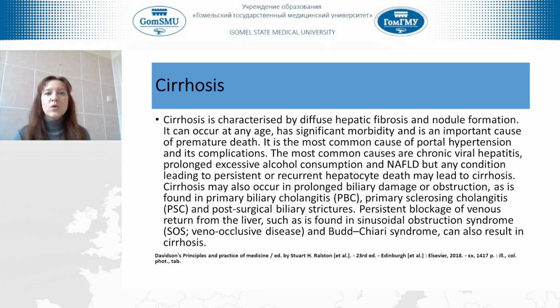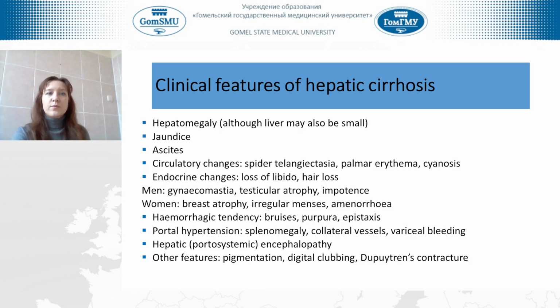Cirrhosis may also occur in prolonged biliary damage or obstruction, as found in primary biliary cholangitis, primary sclerosing cholangitis, and post-surgical biliary strictures. Persistent blockage of venous return from the liver, such as found in sinusoidal obstruction syndrome and Budd-Chiari syndrome, can also result in cirrhosis.